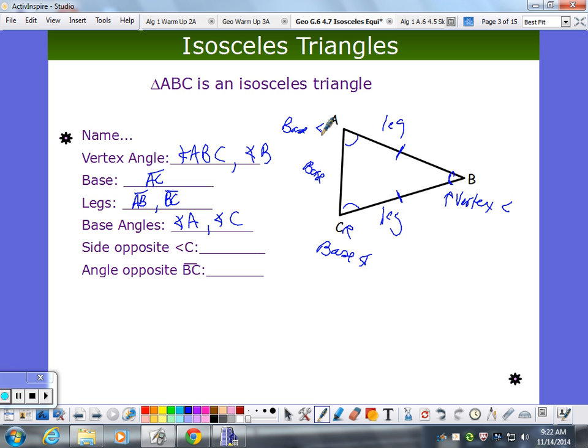And just to kind of remind ourselves, we worked with opposites when we did the inequalities. What side is opposite angle C? This one is C here. Keely? Segment AB is opposite angle C. And which angle is opposite segment BC? Joseph? Angle A, right? Okay, good. Excellent. So we know the vocabulary.